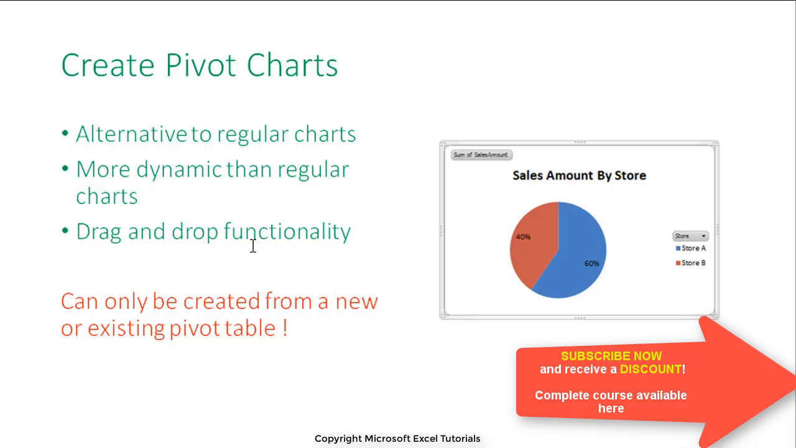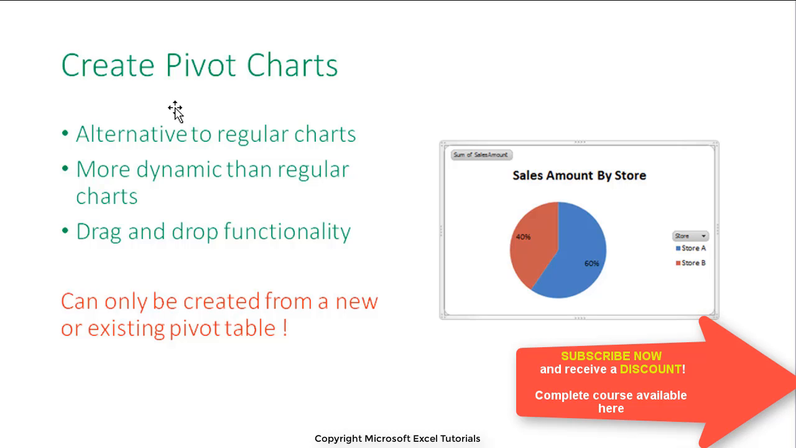Similar to pivot tables, you can also use pivot charts in Excel. Pivot charts are always based on a pivot table. In case you select a normal table or range of cells and you create a pivot chart, then Excel will by default create a pivot table for you. So pivot charts cannot exist without pivot tables.